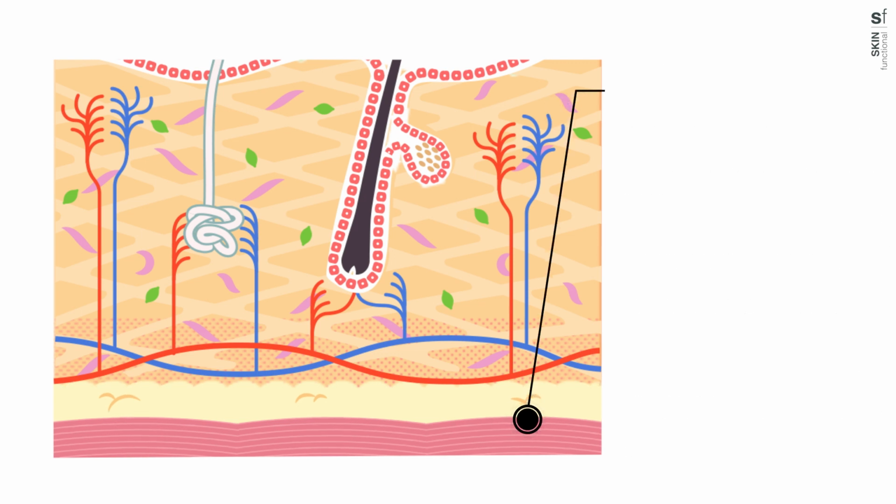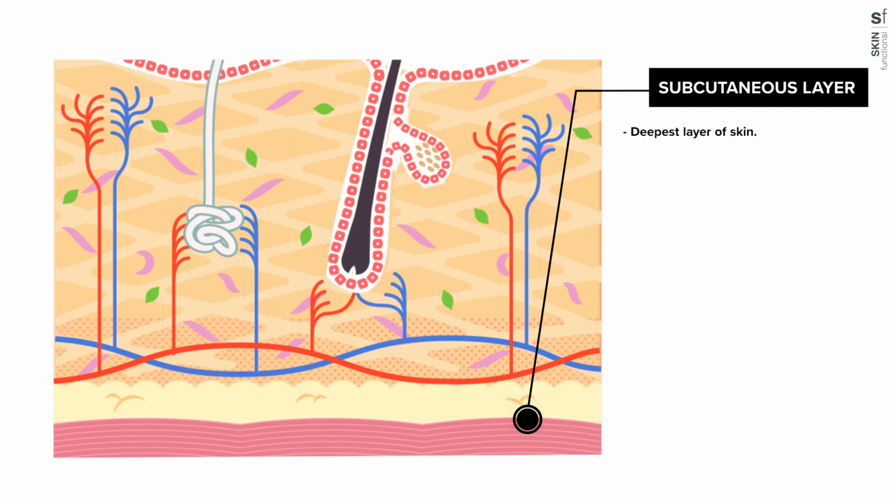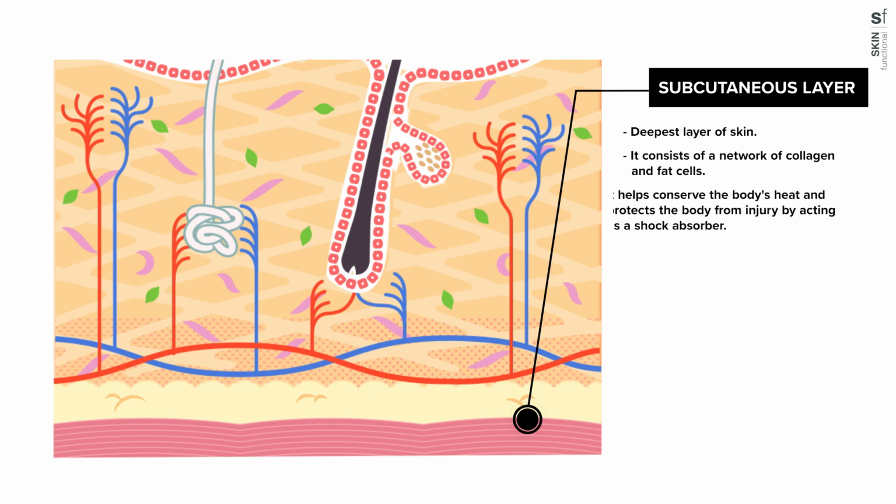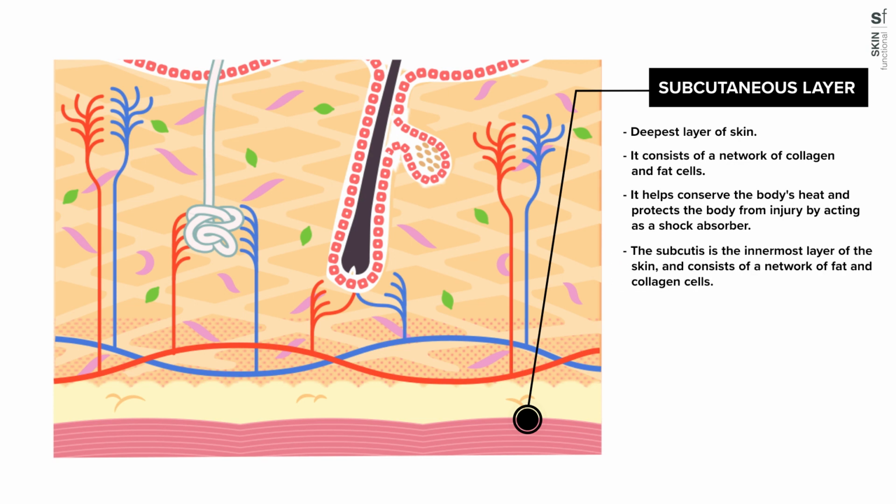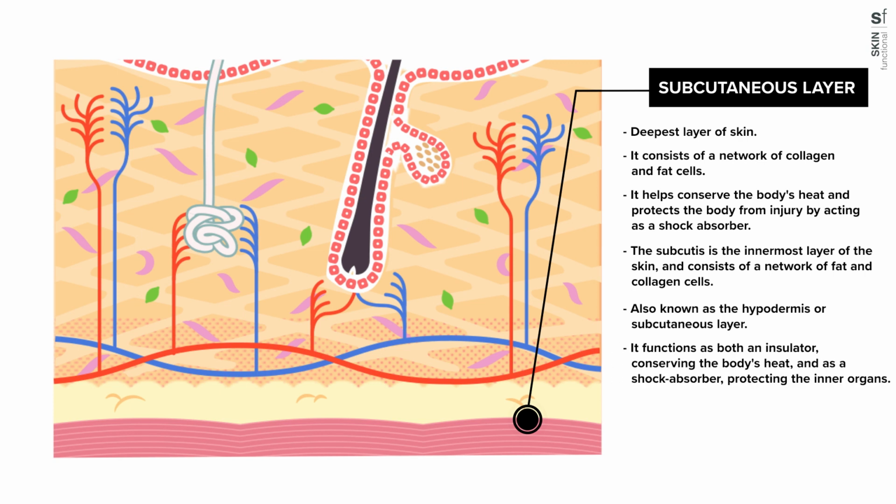The subcutaneous fat layer is the deepest layer of the skin. It consists of a network of collagen and fat cells. It helps conserve the body's heat and protects the body from injury by acting as a shock absorber. The subcutis is also known as the hypodermis or subcutaneous layer and functions as both an insulator, conserving the body's heat, and as a shock absorber, protecting the inner organs.